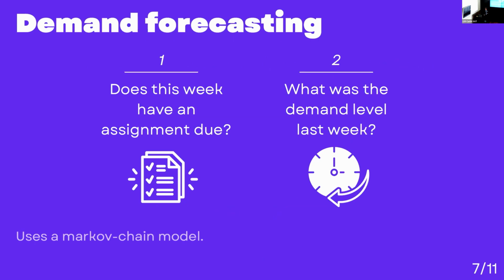The second one is demand forecasting, which is trying to predict how many students are going to be in the class. And as I said before, the main predictor of student demand is weeks when there's an assignment due. That's no surprise. But the second one, which is a little bit more subtle, is you have an autocorrelation or temporal correlation of demand. So last week will predict this week's demand level.